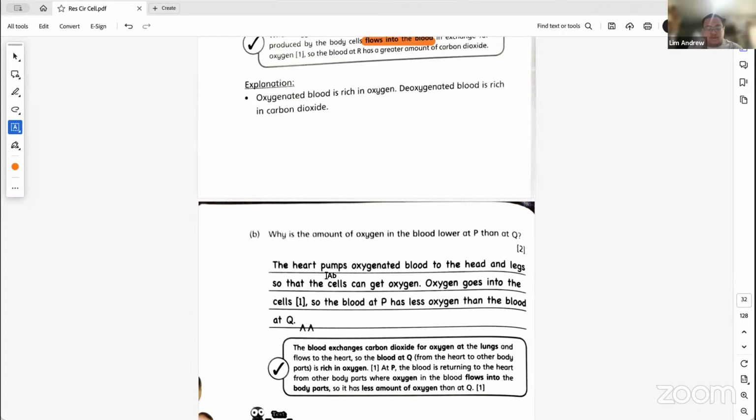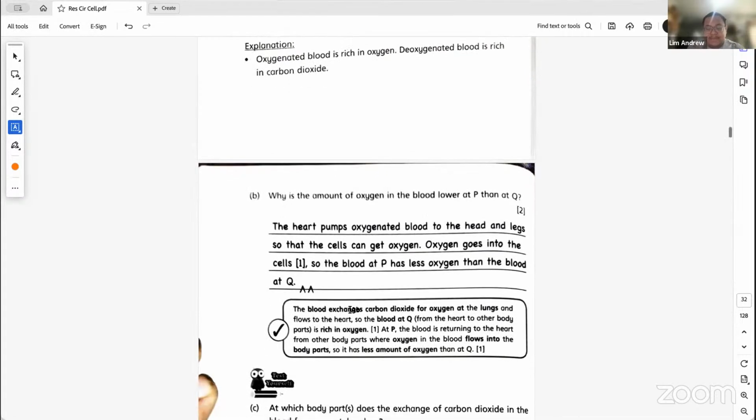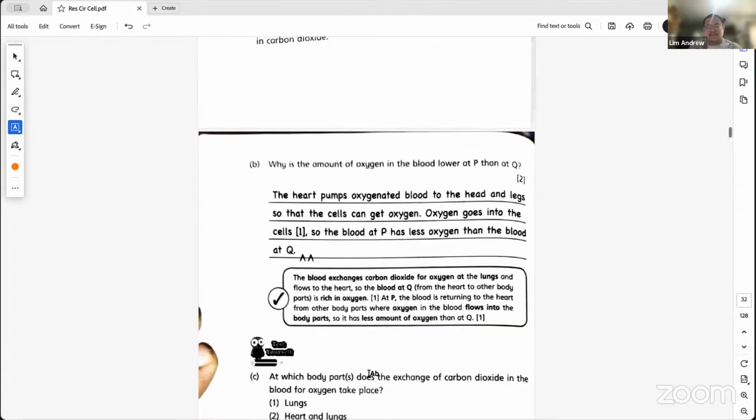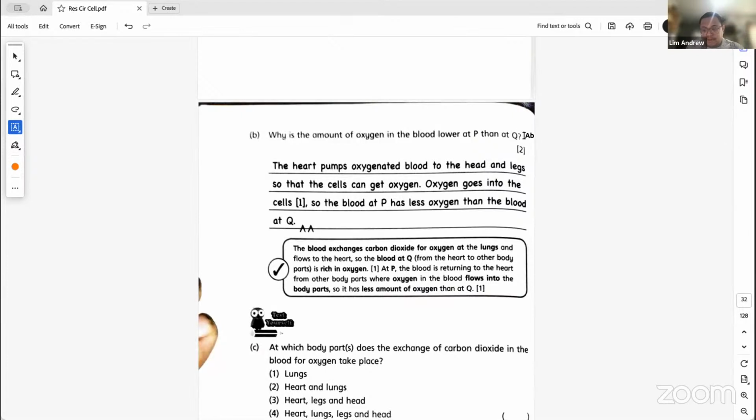So the correct explanation is: the blood exchanges carbon dioxide for oxygen at the lungs and flows to the heart. So the blood at Q, from the heart to all our body, is rich in oxygen. That is 1 mark. And at P, the blood is returning to the heart from all parts of the body, where oxygen in the blood flows into the body parts. So it has less oxygen than Q. Notice that for a 2-mark question, you have to write so long.